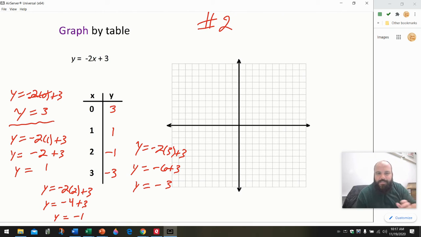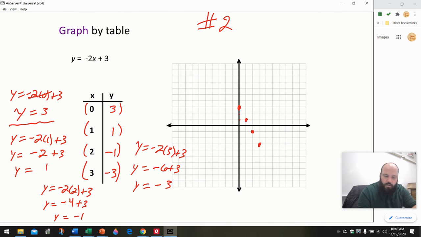Now what you can see is I have 4 different points. These are all ordered pairs, and those ordered pairs need to be plotted. It's very simple. Okay, so 0, 3 means start at the origin. We don't go left or right, but we go up 3 and put a dot. So there's the first dot. Then 1, 1 means go to the right 1 and up 1. Then 2, negative 1 means go to the right 2 and down 1. And then the last one, 3, negative 3, means go to the right 3 and down to negative 3, right there.